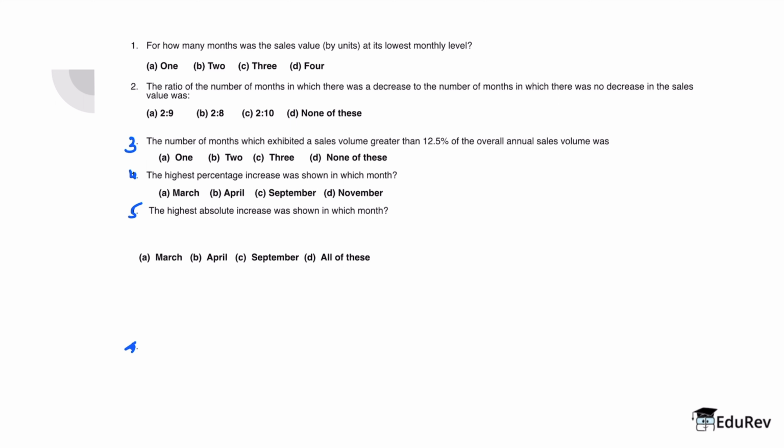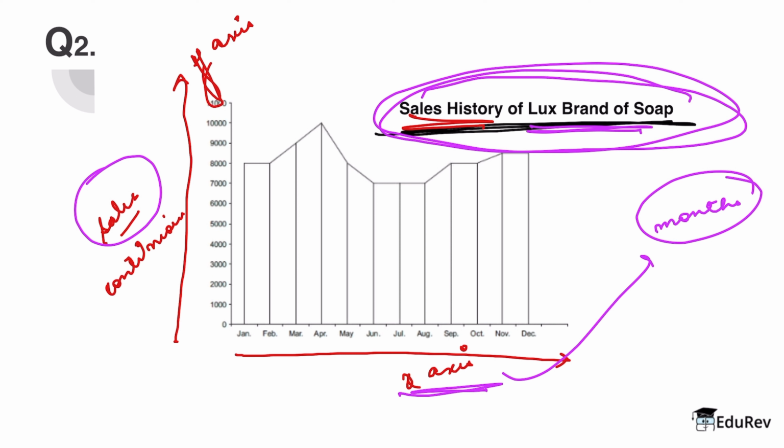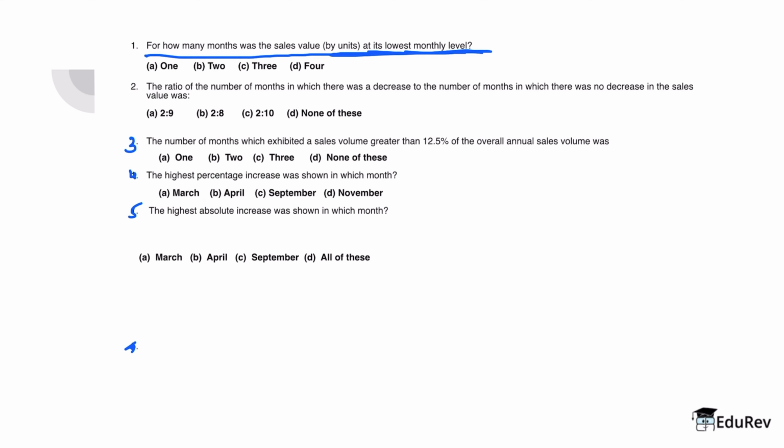Okay. So question 1 says, for how many months was the sales at its lowest monthly level? Now the sales value, if I would say the sales value was 7,000 at its lowest. So it was, I would say, for 3 months, right? For June, July and August, because here it's June, then we have July and then we have August. So I would say for 3 months. So the answer has to be 3, correct? So the answer is 3.